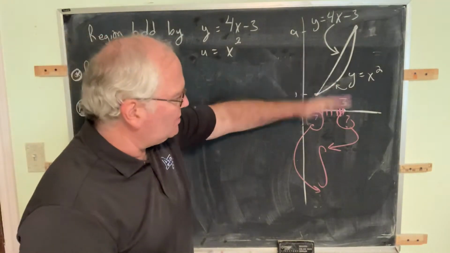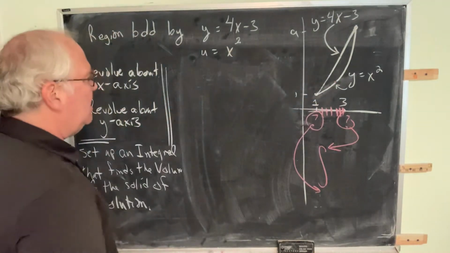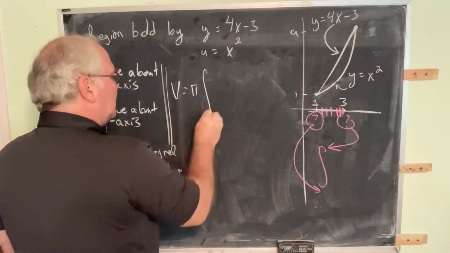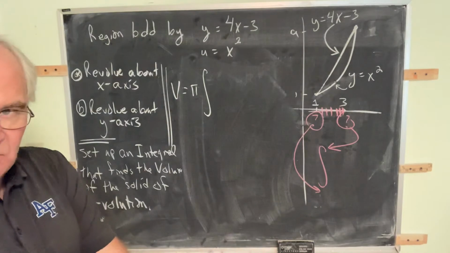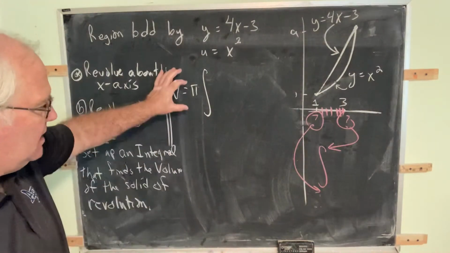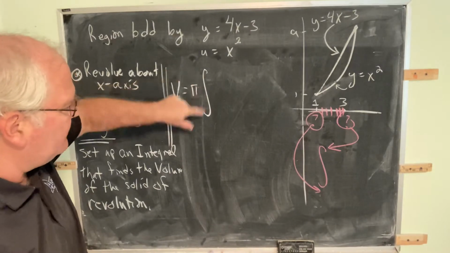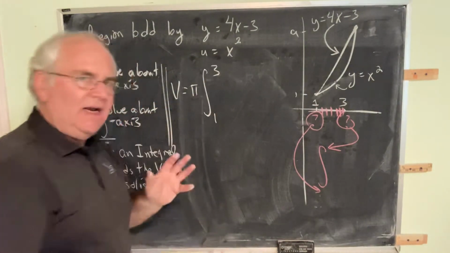We know we're going to rotate. We know the axis of revolution. We know this is the washer method. And so we know the volume is given by pi. The pi comes from the fact that we're rotating. That's the pi times the radius squared, from the area of the disk, of a circle. So now we need the limits of integration, which we just found: 1, 3.